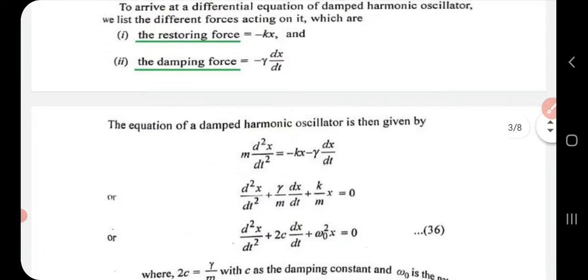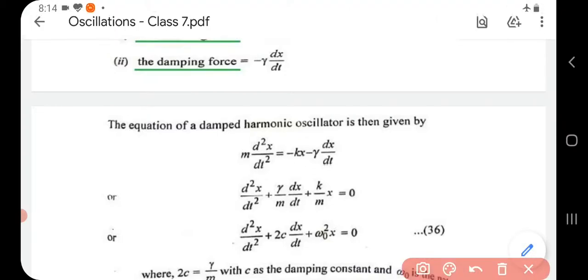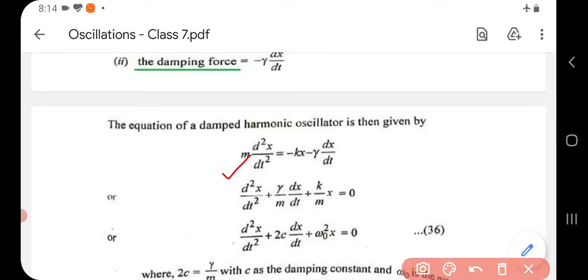Now, taking into consideration these two factors, the equation for a damped harmonic oscillator is given by m d square x by dt square. What is it? Mass into acceleration. That is, mass is m, acceleration is d square x by dt square. So mass into acceleration is nothing but force. That force is equal to the restoring force and the damping force: restoring force minus kx and damping force minus gamma dx by dt.